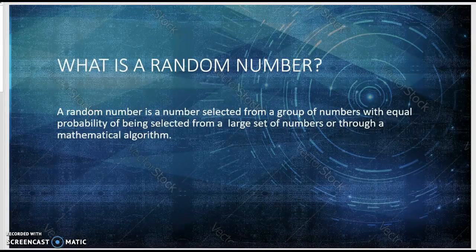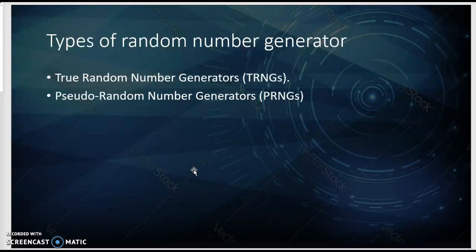Basically, there are two types of random number generator, which include the true random number generators, abbreviated as TRNG, and the pseudo-random number generators, abbreviated as PRNG. However, my presentation is going to be focused on the pseudo-random number generators, but I want to quickly give an overview of the true random number generators.